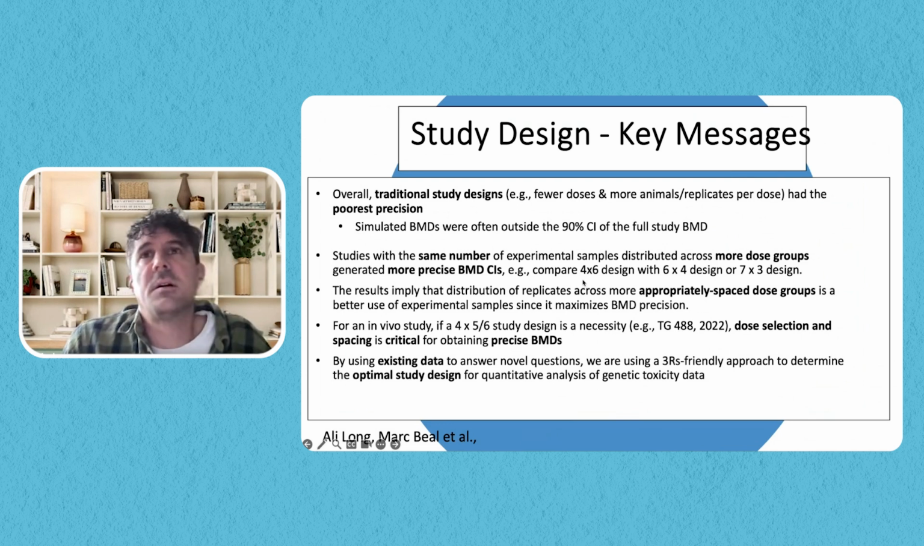So the certain things are, instead of, say, 3 doses plus control, you want more doses plus control, say 5 doses plus control. It doesn't actually matter so much how many replicates are within those different ones. Just the spread of data makes it better.